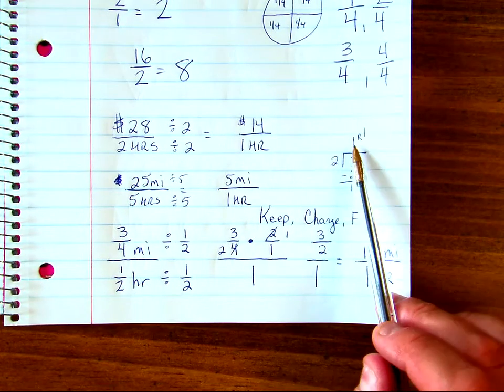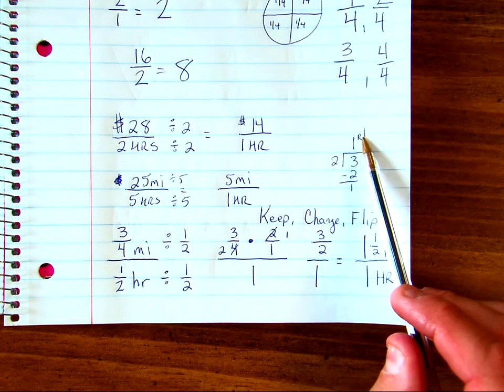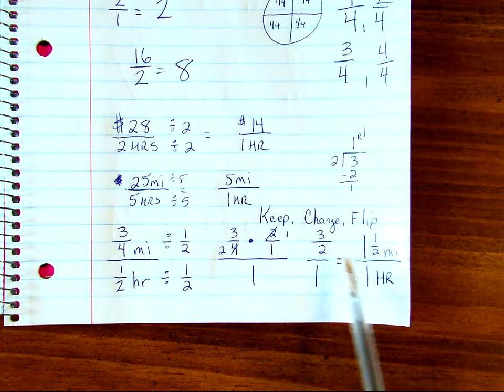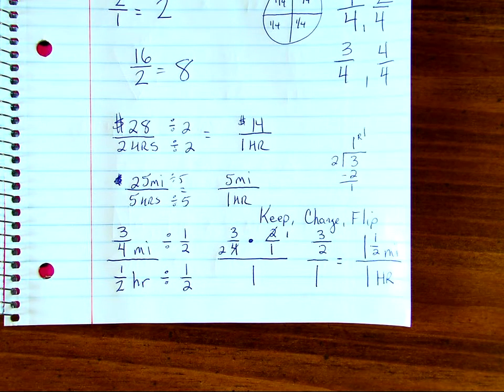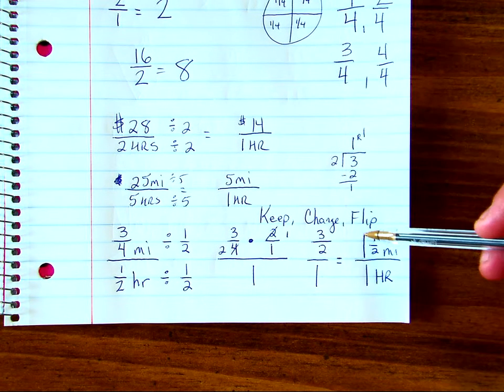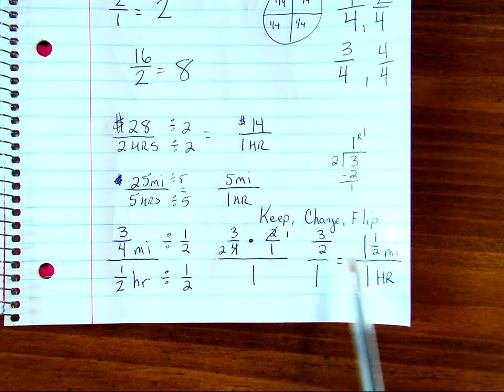One is my whole number. My remainder goes in the numerator, and the denominator always stays the same. The first number is my whole number. My remainder becomes my numerator, and the denominator always stays the same.